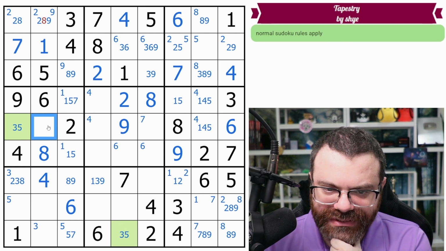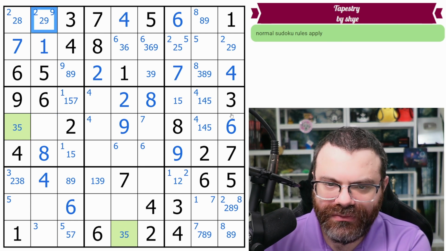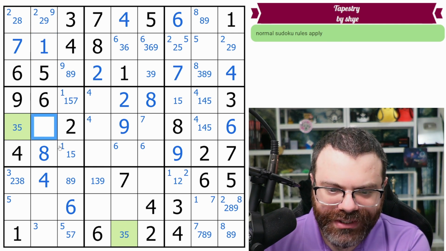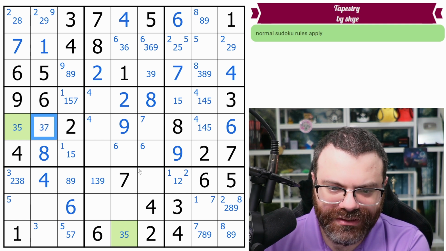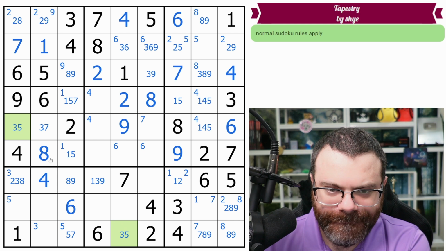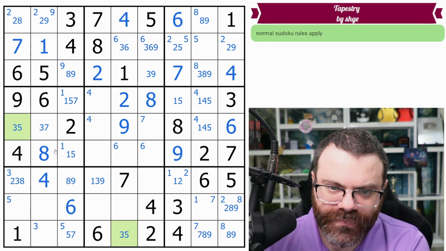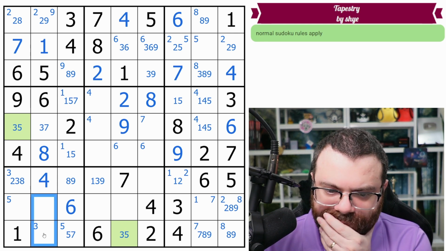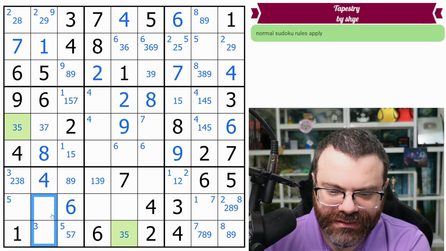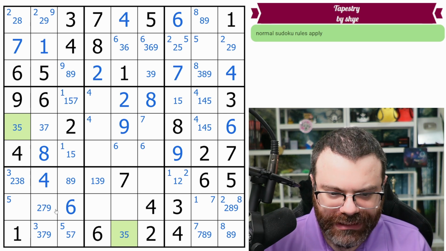1, 3, 5, 7. This isn't 8. Ooh, a 2, 9 pair. No, it's not a 2, 9 pair. What am I talking about? Never mind, that didn't do anything. 1, 3, 5, 7. Not a 1 or a 5, so this is only 3, 7. This column needs 2, 3, 7, 9. Cleans up a little bit.